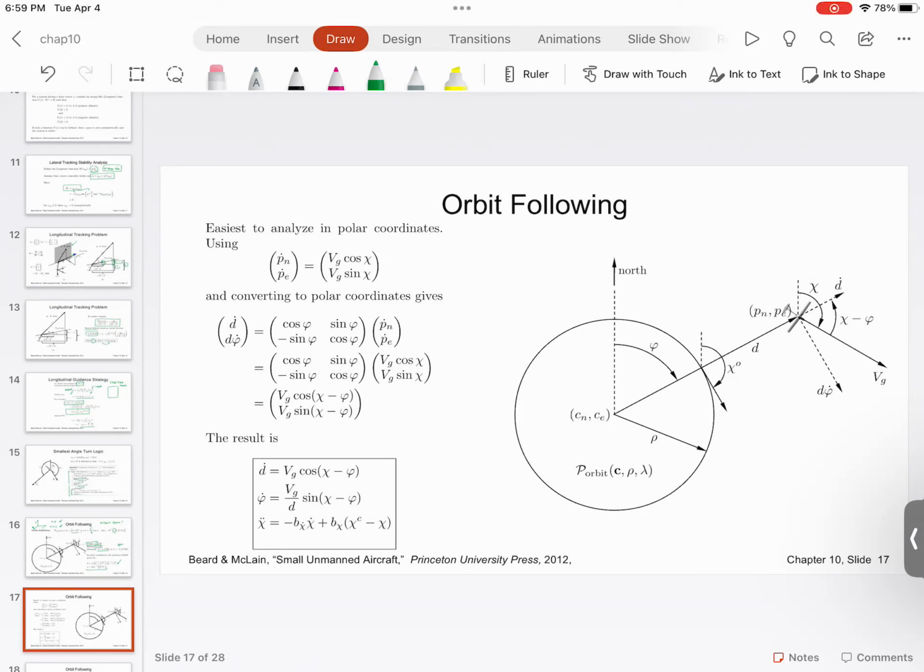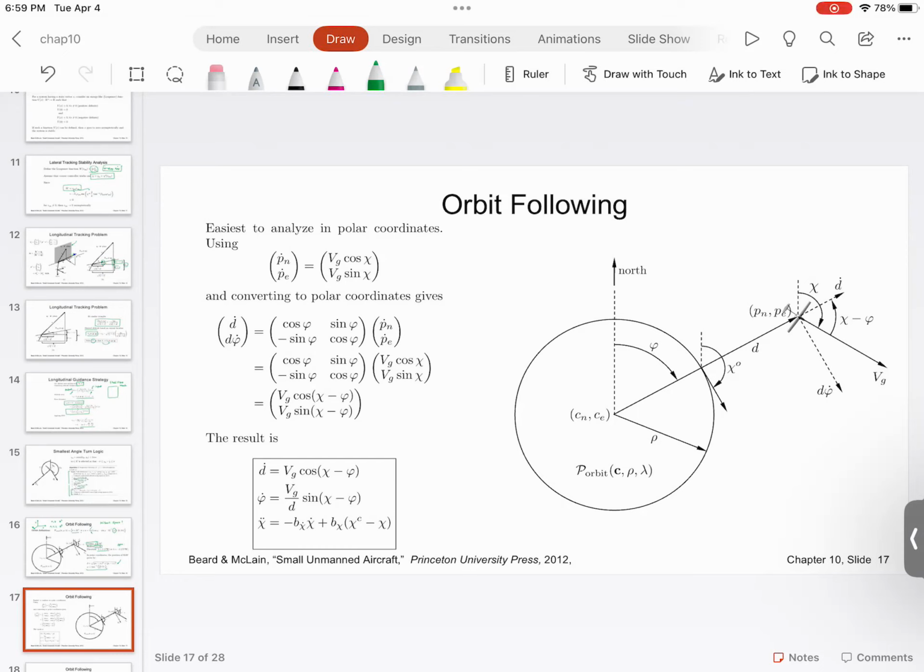So clearly, what I have is Pn dot, which is the velocity in the north direction, and Pe dot, which is the velocity in the east direction. I'm going to convert this into polar coordinates, and basically I will have two quantities. These two quantities are nothing but d dot and phi dot.